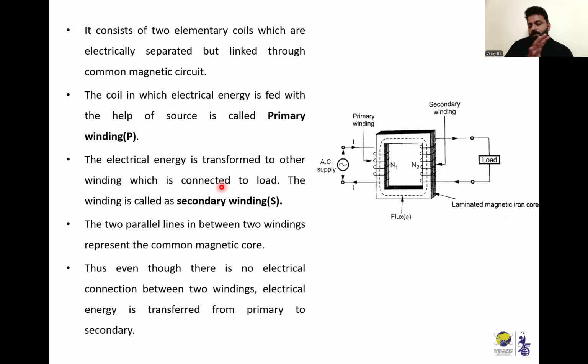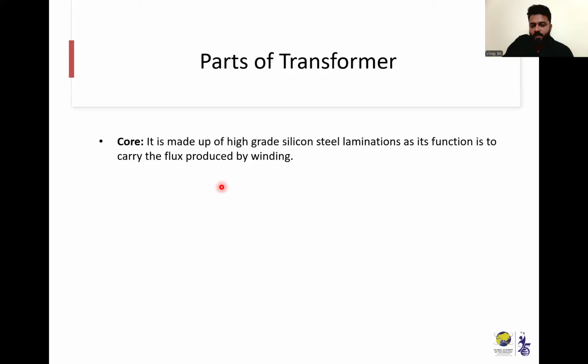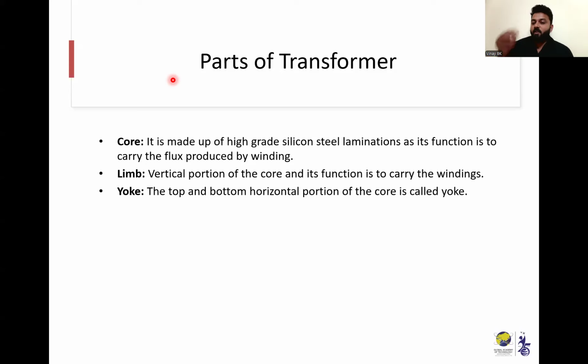So this is how the transformer works. Okay, and the next is parts of a transformer. It has a core. This core is made up of high grade silicon steel laminations, and its function is to carry the flux produced by the winding. And the next is the limb, the vertical portion of the core. This limb is used to carry the windings. And the yoke: the top and bottom horizontal portion of the core is called the yoke.